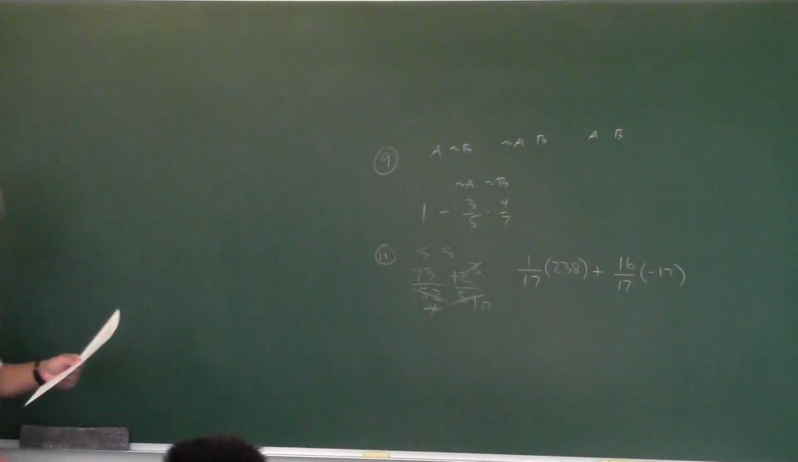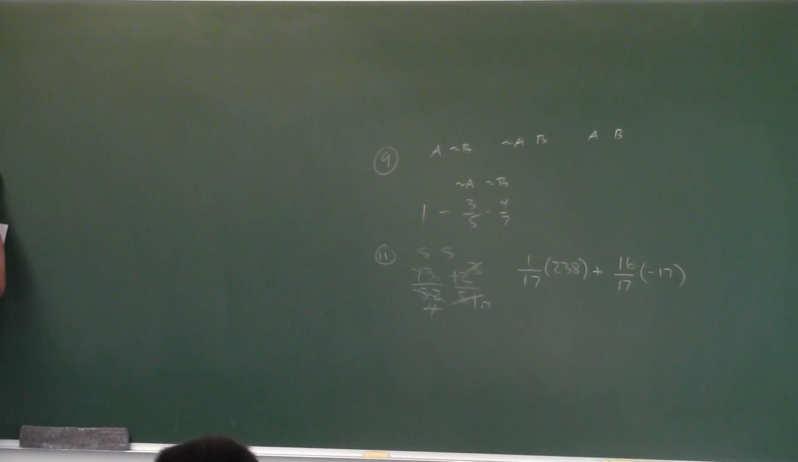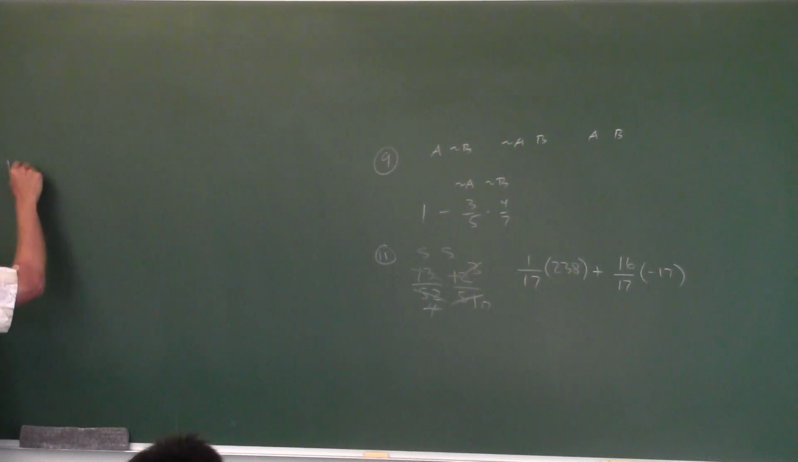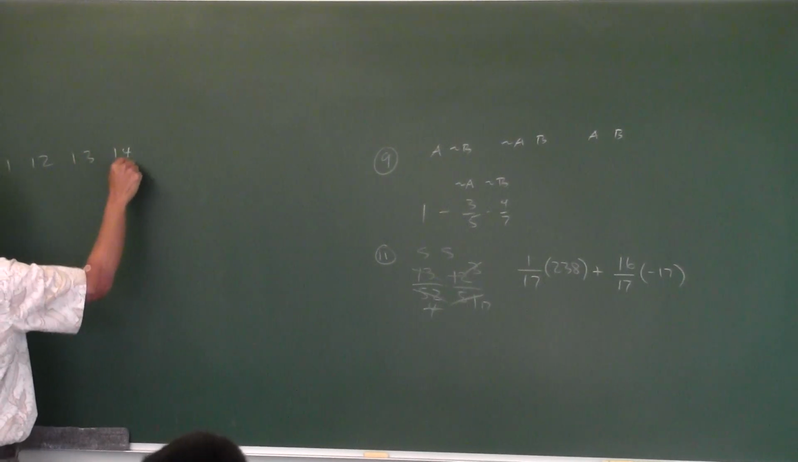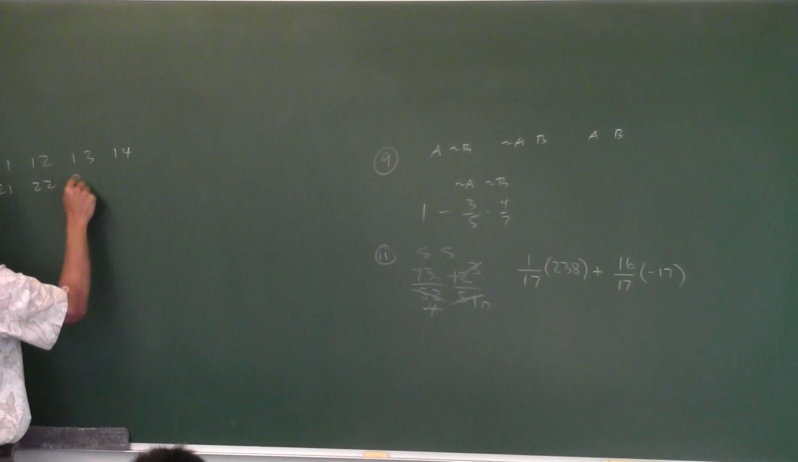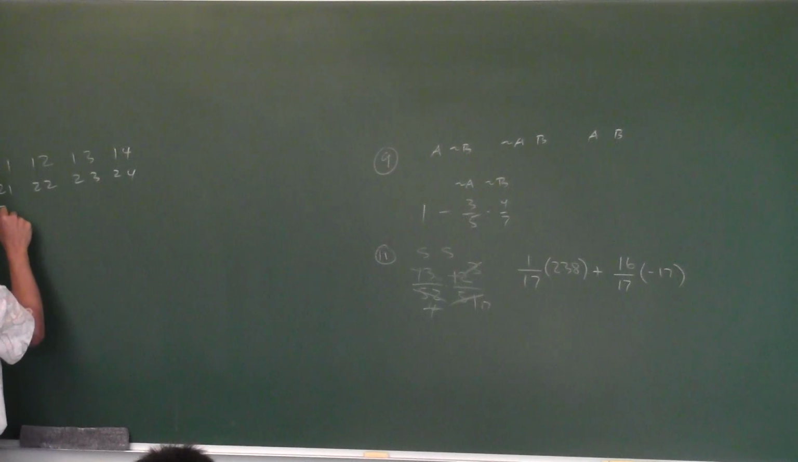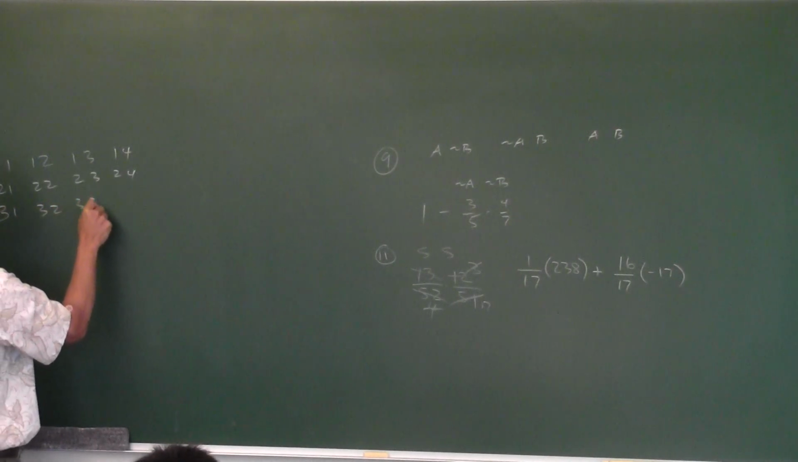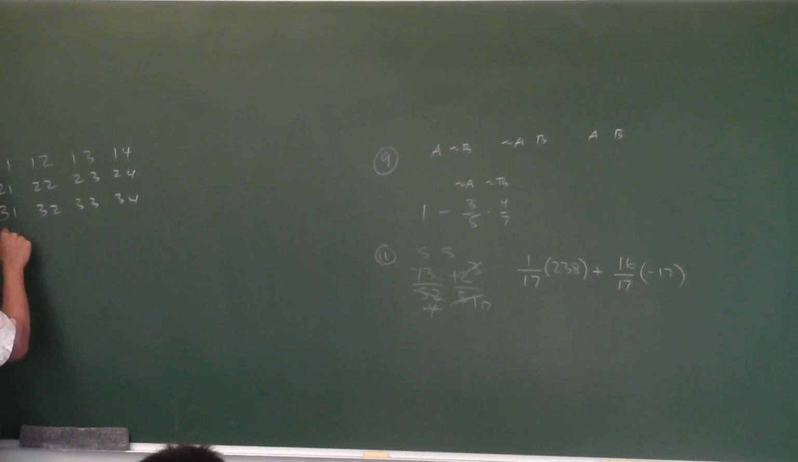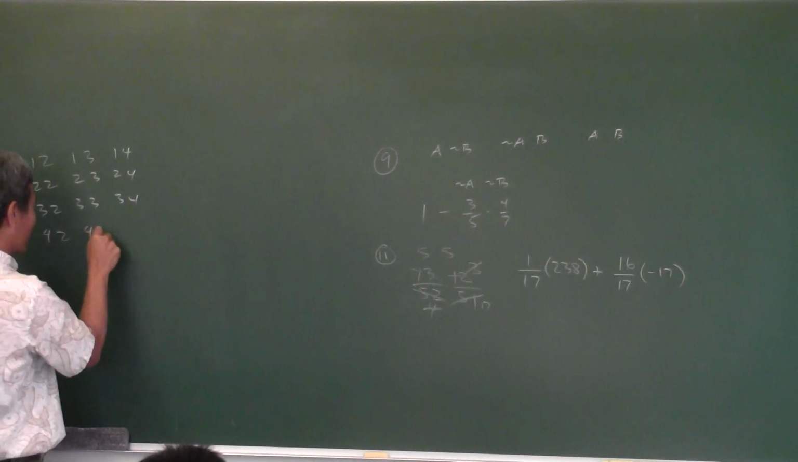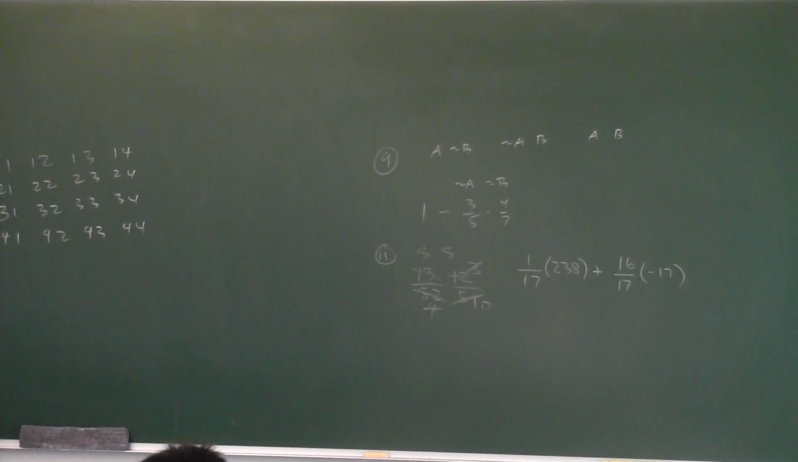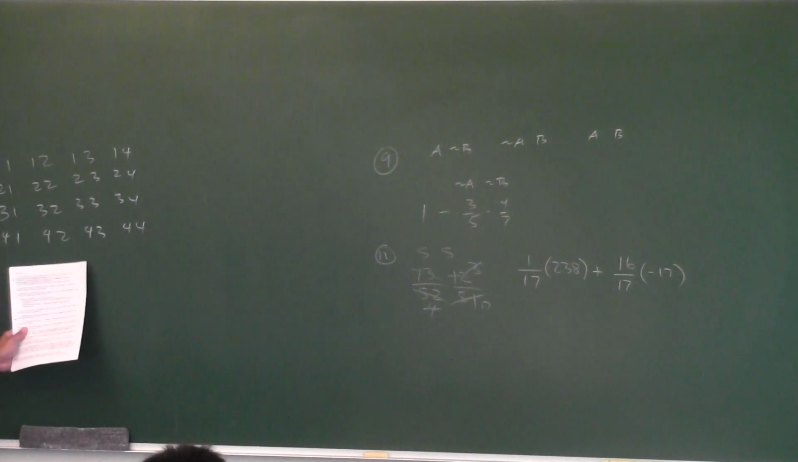Number 7. No! Didn't we do this on the quiz? 2 4-sided dice. Write out the sample space. 1,1; 1,2; 2,1; 2,2; 2,3; 2,4; 3,1; 3,2; 3,3; 4,1; 4,2; 4,3; 4,4. The sample space is right there. Didn't we do this on the quiz?